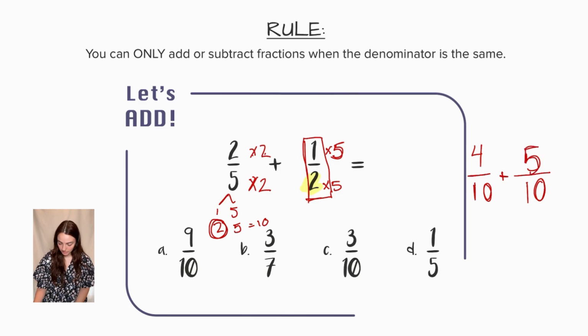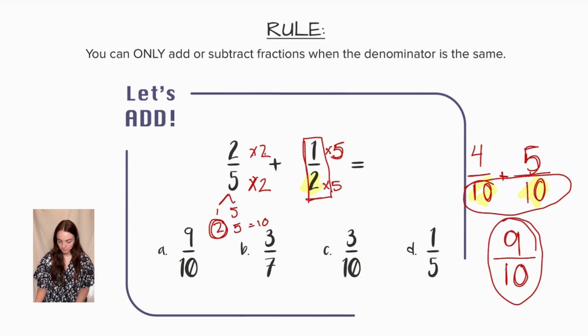And guess what? We're going to go do the exact same steps that we have been. So where do we look first? We look at our denominators. 2 beautiful, wonderful 10s that we put in the extra work for. That's going to stay. And we're just going to add straight across. So 4 plus 5 gives us 9. Amazing. And can we simplify? Can we simplify? Nope, we cannot. So A is our correct answer.